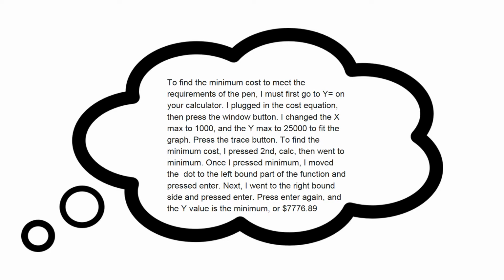Once I pressed the minimum, I moved the dot on the left bound part of the function and pressed enter. Next, I went to the right bound side and pressed enter. Pressed enter again, and the Y value is the minimum, or $7,776.89.